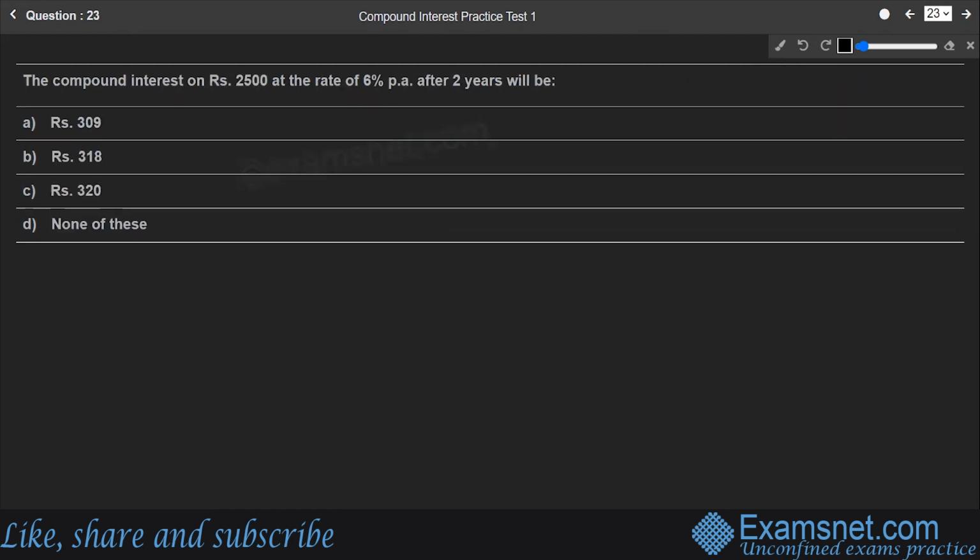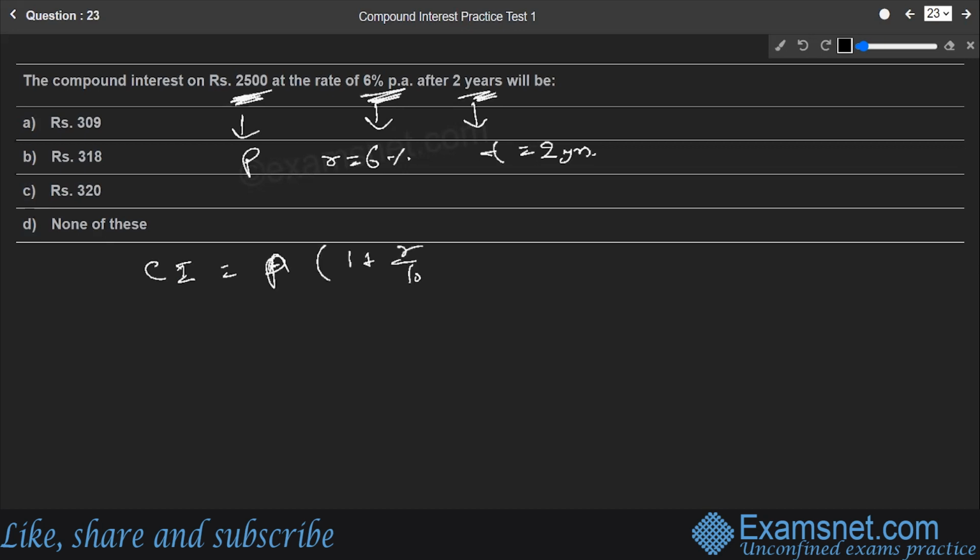Next, the compound interest on 2,500 at the rate of 6% per annum after 2 years will be, clearly the principal value is 2,500, rate percent is 6% per annum, and the time value given is 2 years. So we can use the simple formula of amount or compound interest also. So let us use the formula for compound interest, which is nothing but amount, P into 1 plus R over 100 to the power T, minus P. So let us solve this. Principal value is 2,500. 1 plus rate value is 6 by 100 to the power 2 years, minus the principal value, again 2,500.